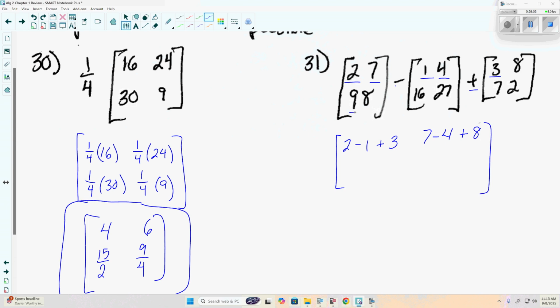Our next one would be 9 minus 16 plus 7. And we have 8 minus 27 plus 2. If that is too many numbers to keep track of, do it 2 and then add the 1 in. Do it part by part.